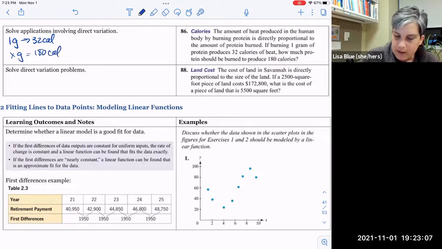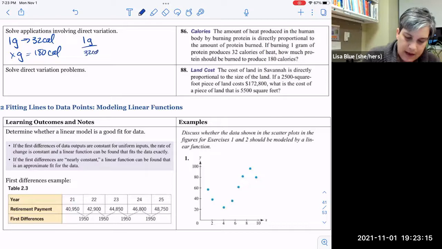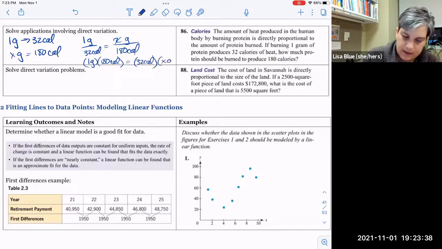Okay, so where they're saying this is directly proportional, we can set this up to say 1 gram gives us 32 calories. And then we're going to solve for X grams to give us 180 calories. Then we can cross multiply and divide. So we say 1 gram times 180 calories is equal to 32 calories times X grams. We're solving for X grams.